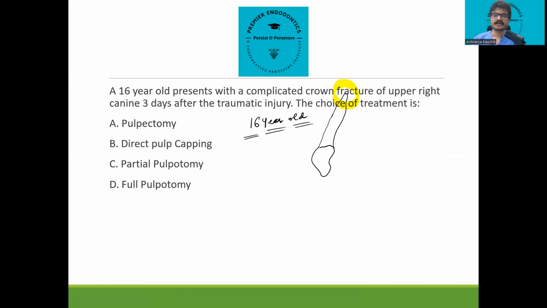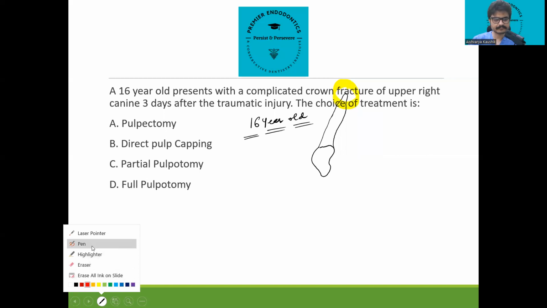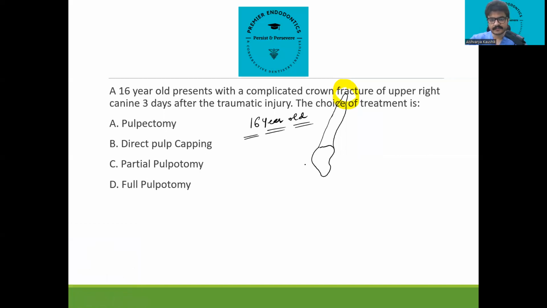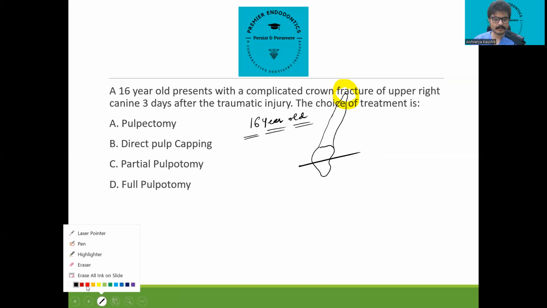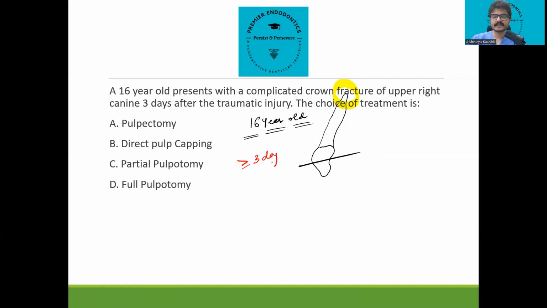All right. Now the fracture is complicated. So let us see that. There is exposure of the pulp. There's a complicated crown fracture. The pulp is exposed. The next important point is that 3 days or more than 3 days have elapsed.